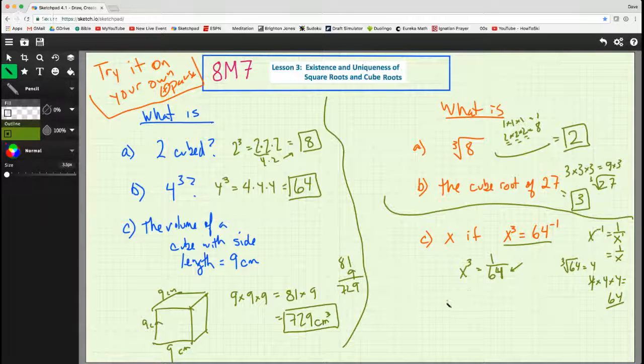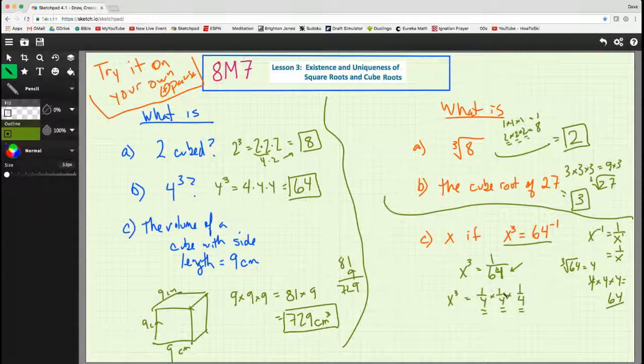So watch how I do this. Then I say x cubed equals 1 over 4 times 1 over 4 times 1 over 4. There's my cube. Right? 1 over 4 times 1 over 4 is 1 over 16. Times 1 over 4 is 1 over 64. So it's really not that hard of a problem when you think about it.